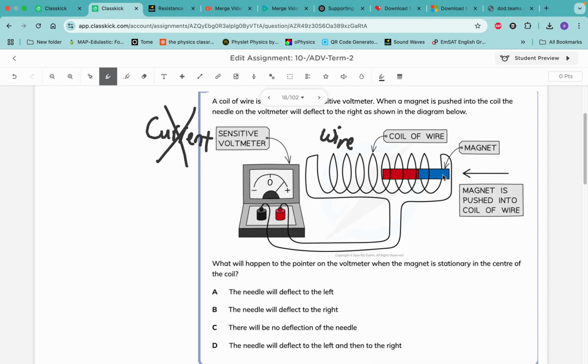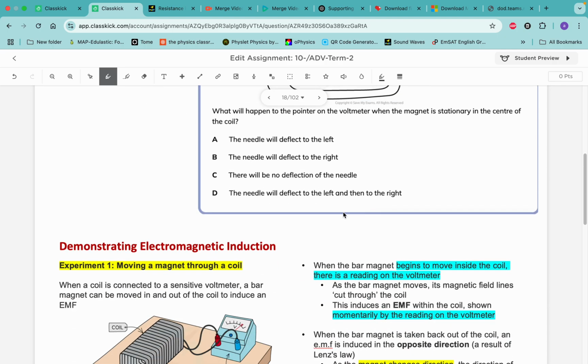And once you move magnet in and out of this coiled wire, the pointer will start to be deflected. This means that EMF is induced. So this is the first method, which is moving magnet in and out of the coiled wire.